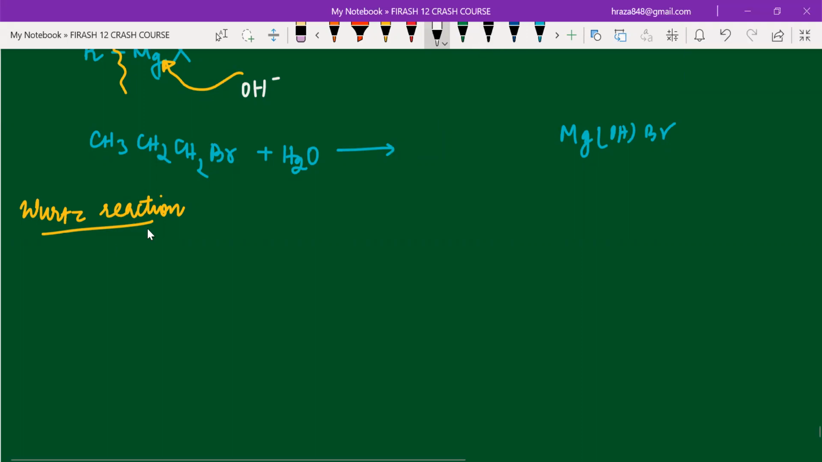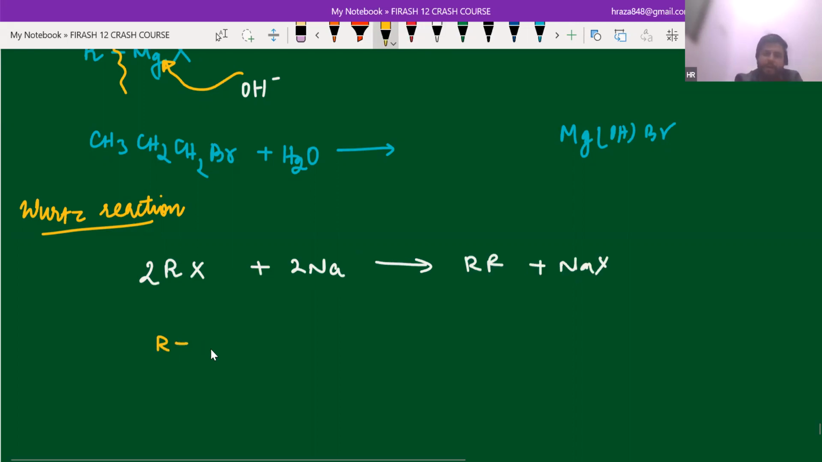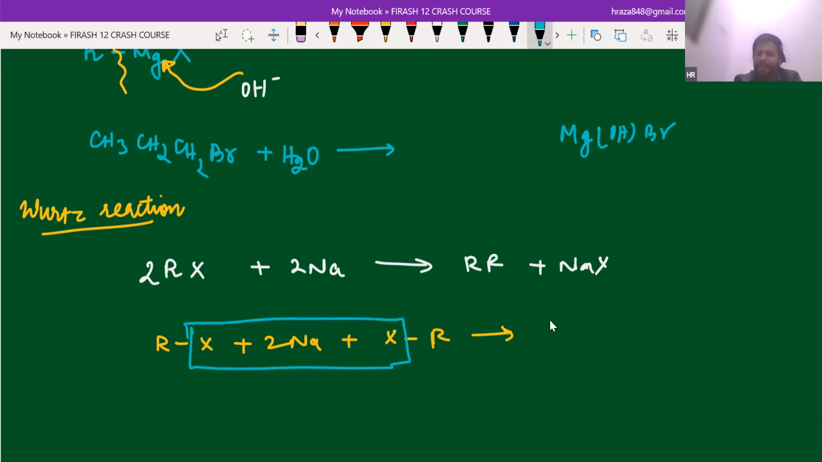Wurtz reaction, it's very important and very easy. See what happens when alkyl halide reacts with 2Na. So we basically take 2 RX and it will give R-R and NaX. I'm going to explain this reaction. It's very easy. RX, I'm going to write it like this, and 2Na like this, and then XR like this, and you need to remove this salt, NaX, whether it will be NaCl, NaBr, or NaI, and just add this R and R, it will give you R-R.